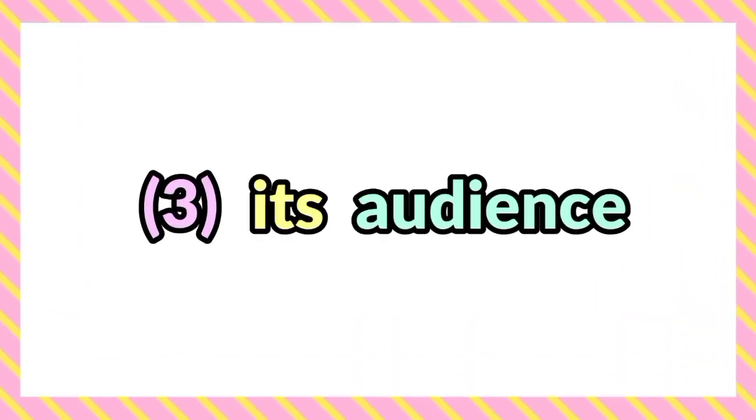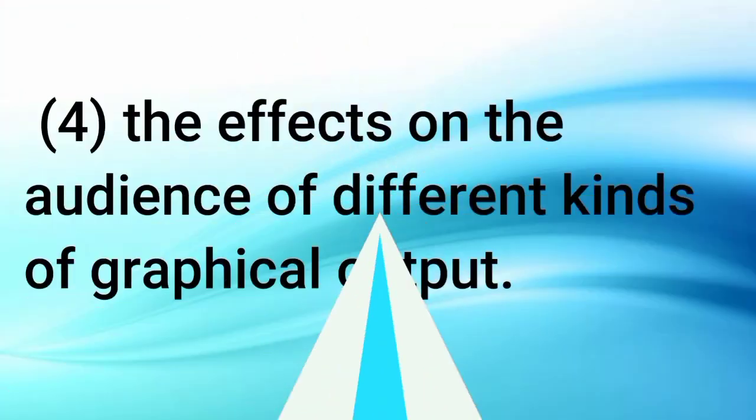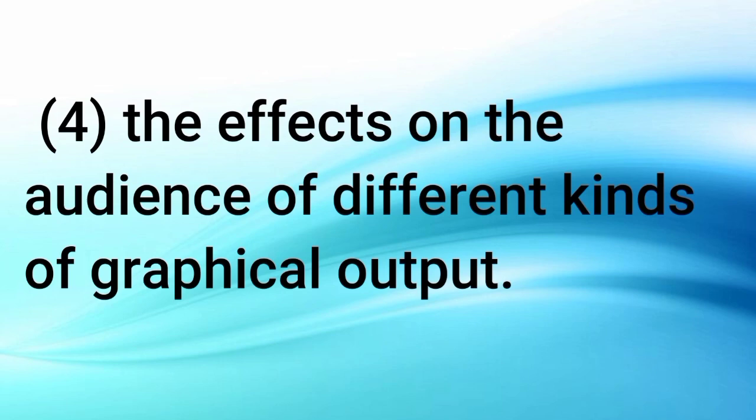Third, its audience, the people who will use the system. And fourth, the effects on the audience of different kinds of graphical output. Graphical output needs to be accurate and easy to understand and use if it is to be effective in communicating information to users.